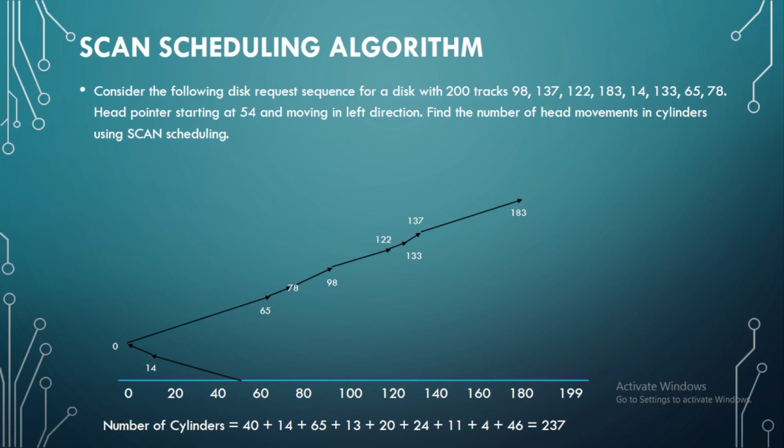For the scan algorithm, the simplest, easiest way here is from 54 to 0, so 54 here, and from 0 to 183. So 183 plus 54 will give you 237. It is the easiest way to find the number of head movements needed.